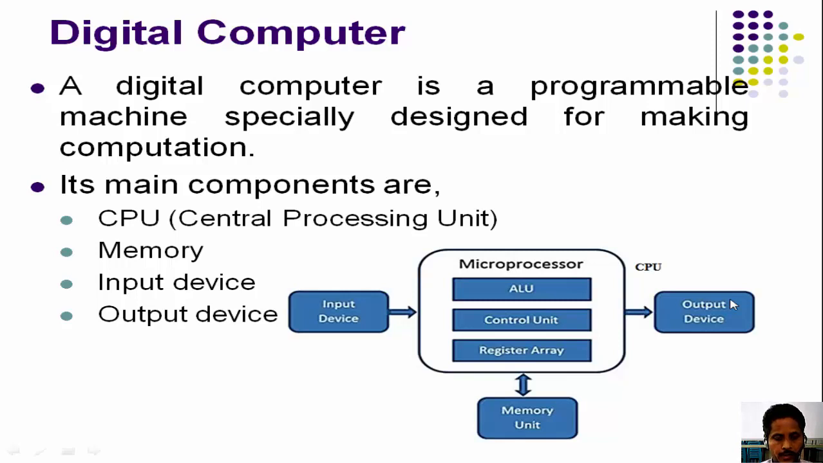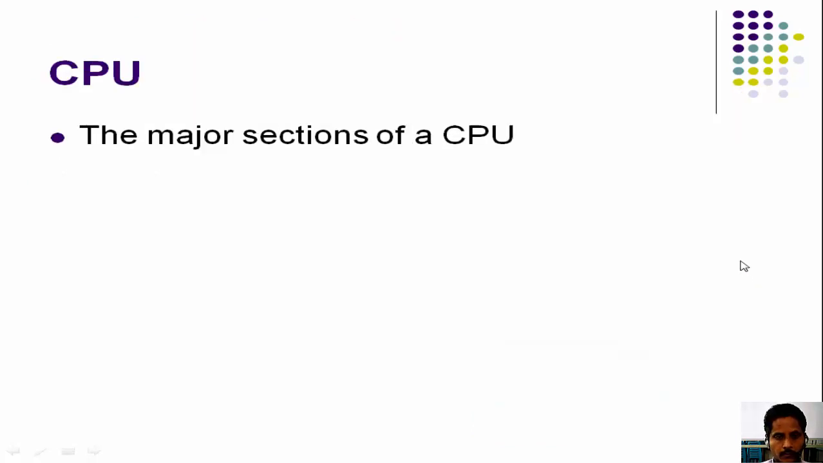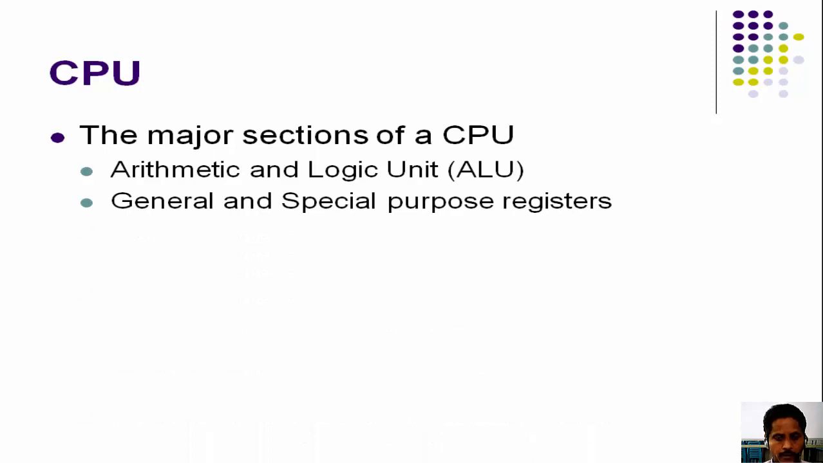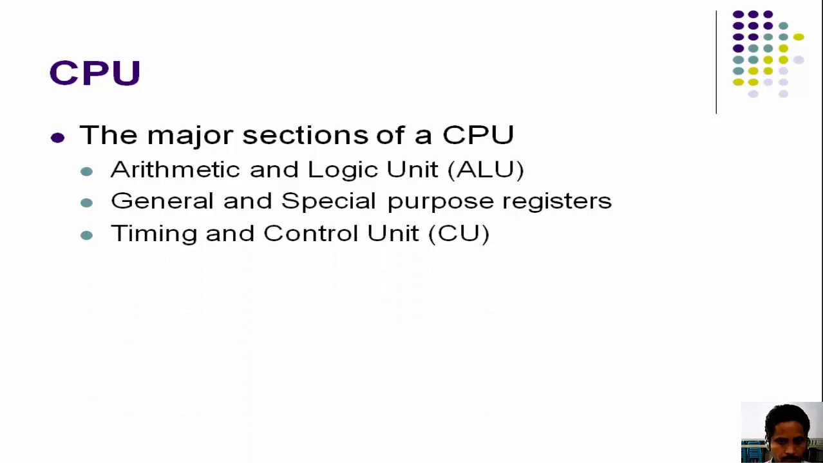Now we will see in detail about the different components of this digital computer. So first of all, CPU. In the CPU you will find arithmetic logic unit, general and special purpose registers, timing and control unit. So general and special purpose register.